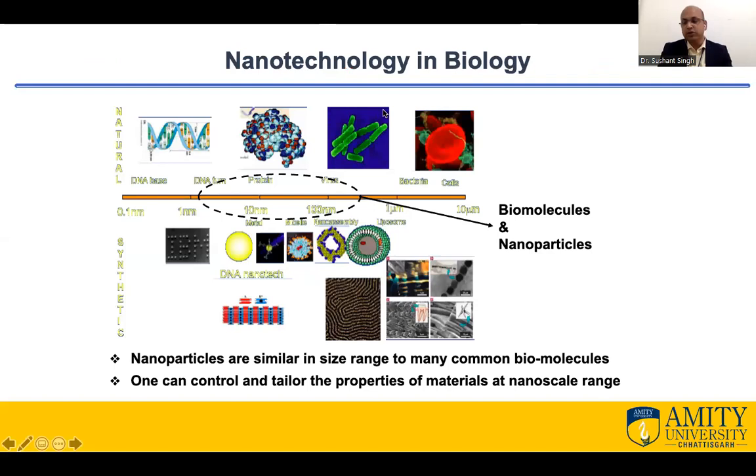Nanotechnology has two important aspects which make it an exciting field. The first is that nanoparticles, in the size range of many common biomolecules, can be synthesized. Let's think that you are synthesizing a nanomaterial exactly the size of your red blood cell or a protein molecule in your body. You see how much application that nanomaterial can have. The second is that you can tailor and control the nanomaterial properties at a very nanoscale range. Let's suppose there is a cancer patient or a diabetic patient who needs a very specific type of nanomaterial which should only impact the cancer cell. That kind of nanomaterial you can synthesize. These are the two important aspects which make nanotechnology a highly important field.